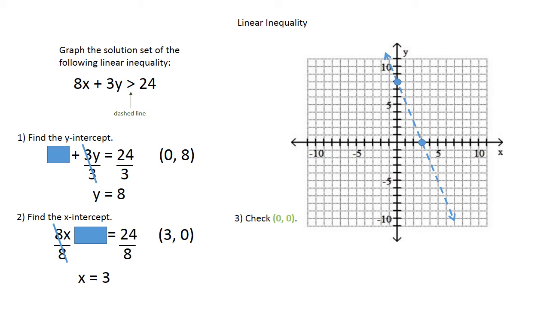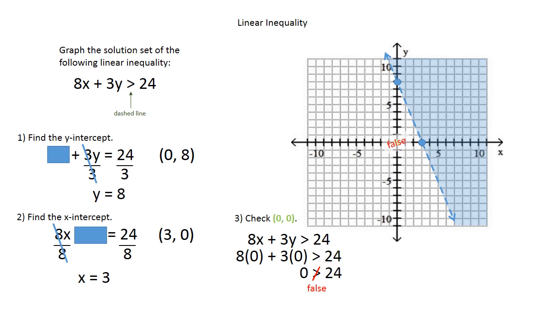So I'm going to check 0, 0. Look where 0, 0 is on the graph. It's on the left of the line. So I want to see if that's a true point or a false point. I'm going to take the original with the inequality, with the greater than in it, and plug the zeros in for x and y. That, when I simplify, gives me 0 is greater than 24. That's not true. This is a false statement, which means that the point on the graph is also false, and I need to shade on the other side of the line. And that is the linear inequality 8x plus 3y is greater than 24.